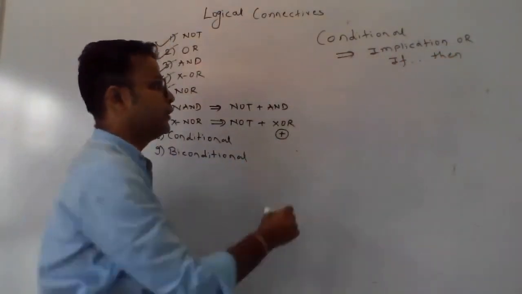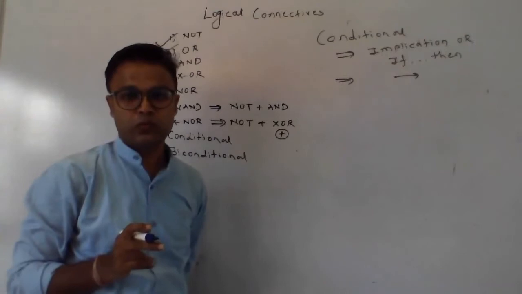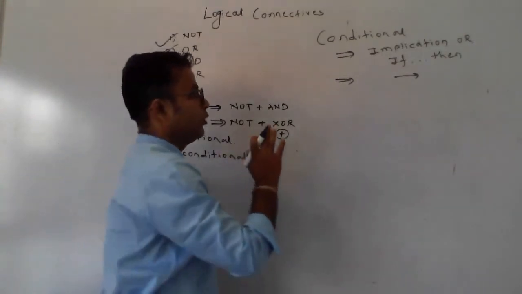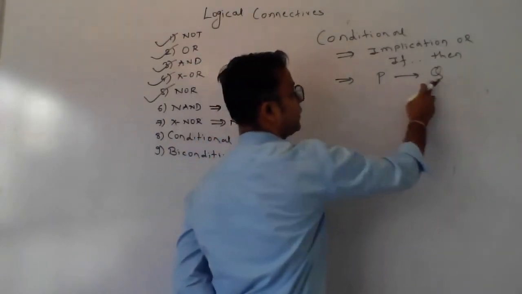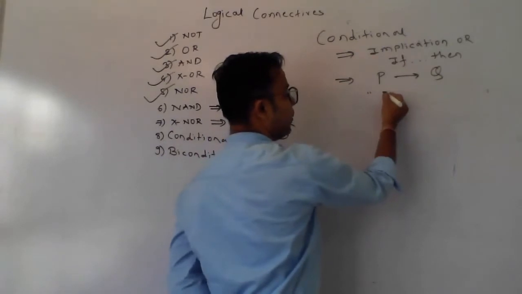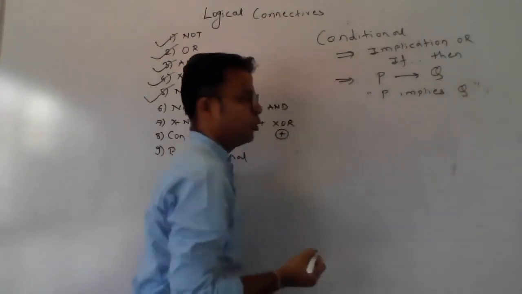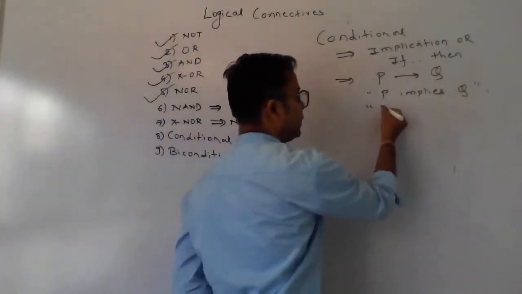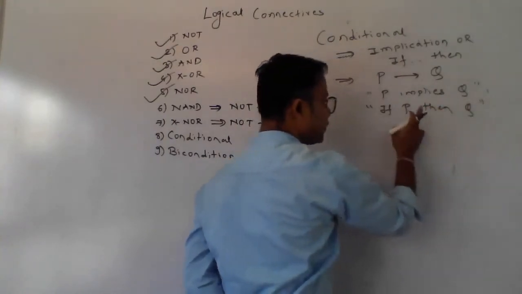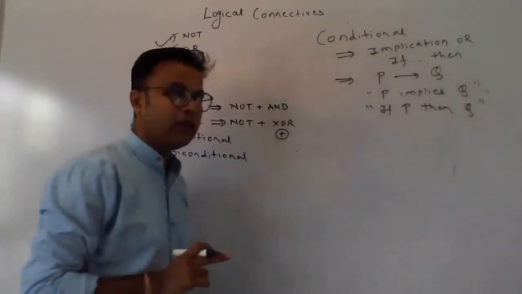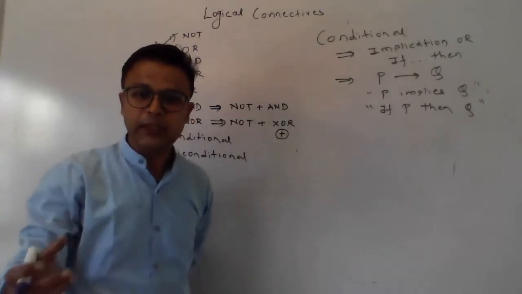And it is denoted by this sign, an arrow. So if you have two statements P and Q, then their conditional is denoted like P implies Q. This can be read like P implies Q, or it is also called if P then Q. It means that if statement P exists, then only statement Q can exist.